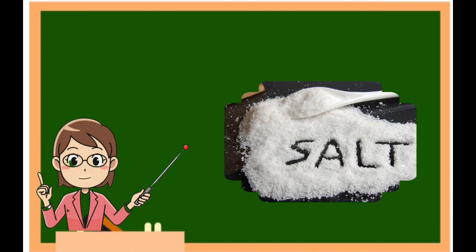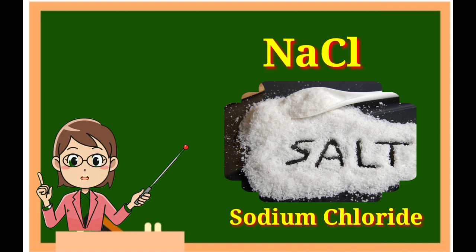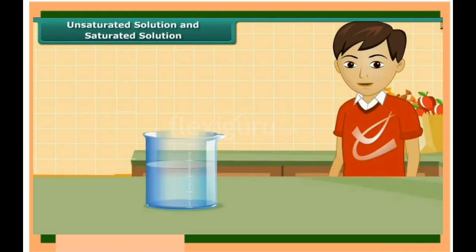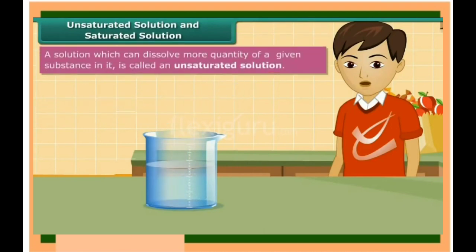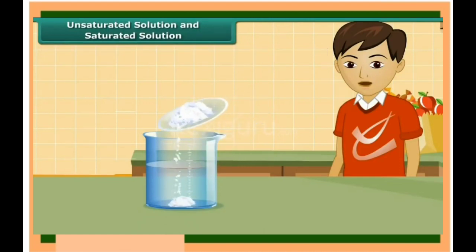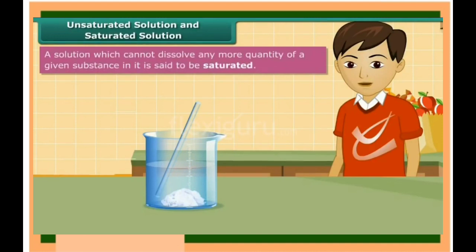The chemical formula for salt is sodium chloride. Suppose you dissolve salt in water. The solution will be unsaturated as it can still accommodate more salt. But there will come a time when the salts are no longer completely dissolved. When you add more salt, the additional salt remains undissolved. This is what actually happens in a saturated solution. A solution which cannot dissolve any more quantity of a given substance in it is said to be saturated.